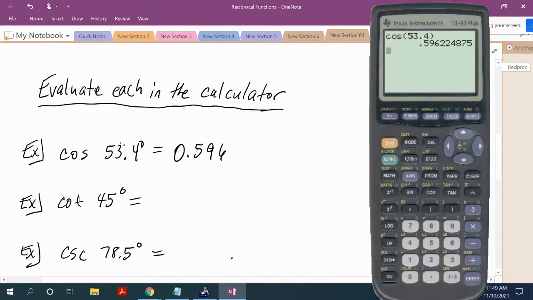Next, we're asked to evaluate the cotangent of 45 degrees. So keep in mind, we don't have a cotangent function on our calculator. So we must use the reciprocal identities and rewrite the cotangent as 1 over the tangent of 45. And if we put that into the calculator, 1 divided by the tangent of 45 degrees, we have 1.